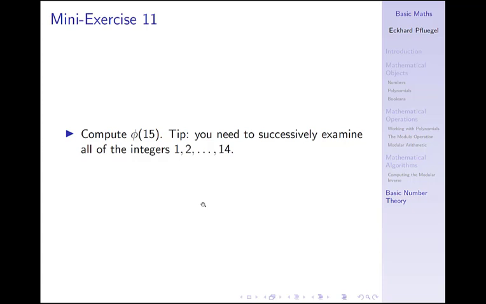So try to compute phi of 15. Just as a tip, based on the previous definition, what you need to do is successively look at all the integers from 1 to 14, and for each of them decide whether the GCD of that number and 15 is 1. If it is 1, you include it in your list, so basically you count it. The number of those occurrences will be exactly the output of the function phi.